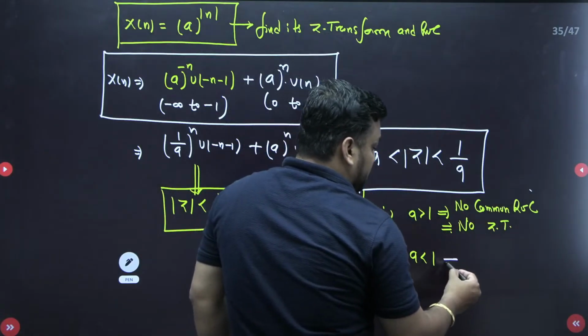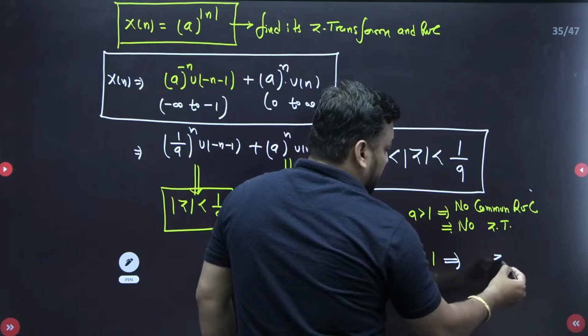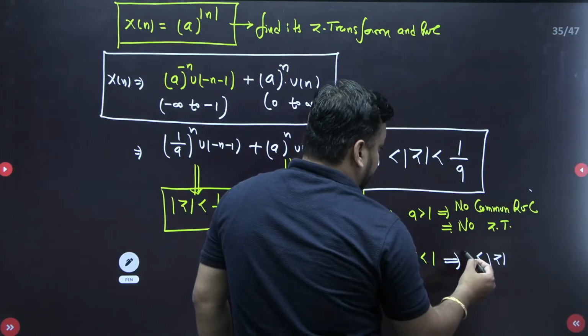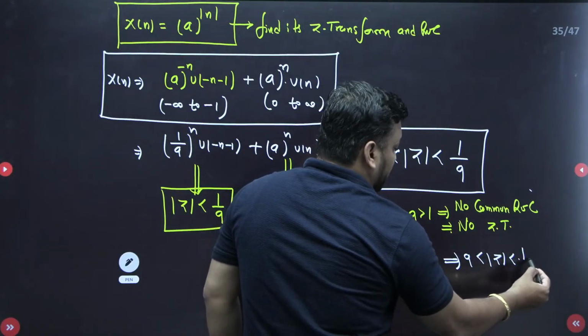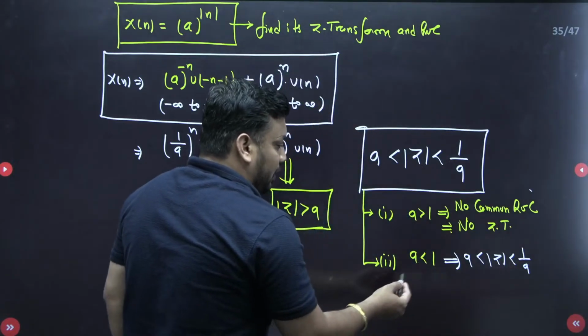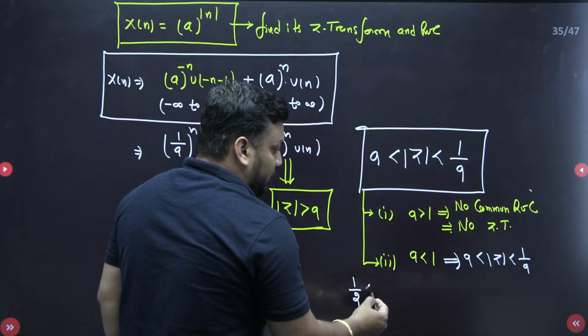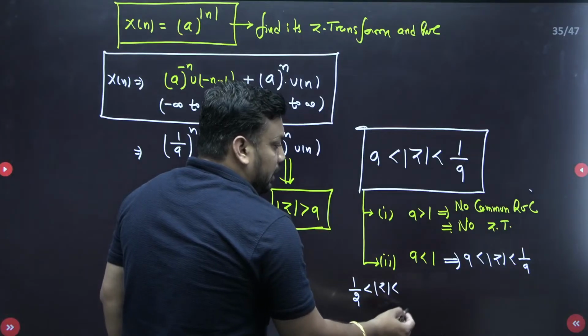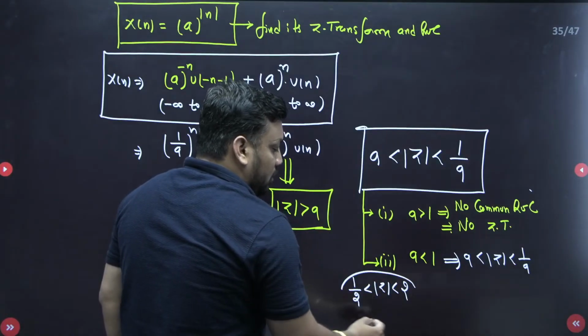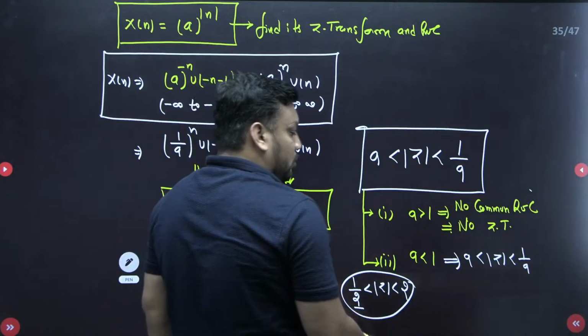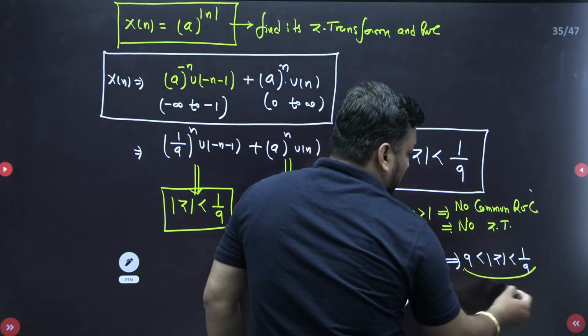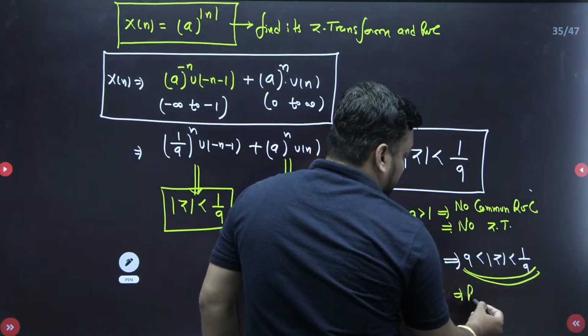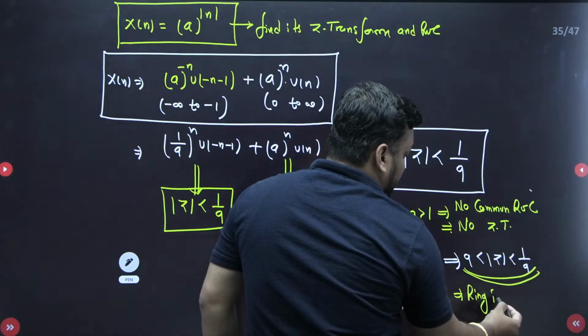Similarly, here a is less than 1, there is a common ROC, and the common ROC will be mod of z greater than a and less than 1 by a. Suppose I take a as half, so it will be half less than mod of z less than 1 upon half, which is 2. So there is a common ROC, which means a ring in the z plane.